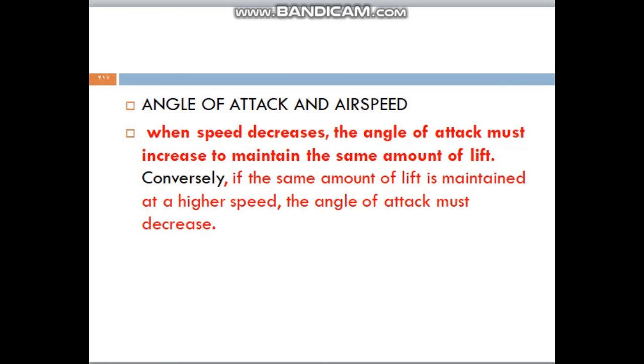Angle of attack and airspeed. When speed decreases, the angle of attack must increase to maintain the same amount of lift. Conversely, if the same amount of lift is maintained at a higher speed, the angle of attack must decrease.